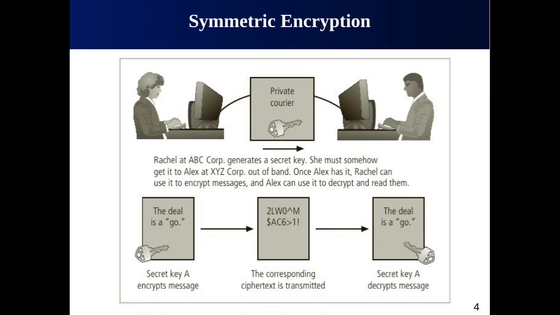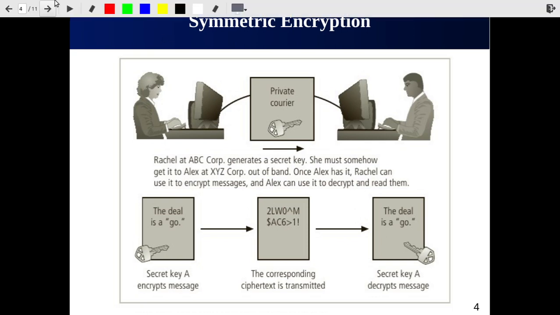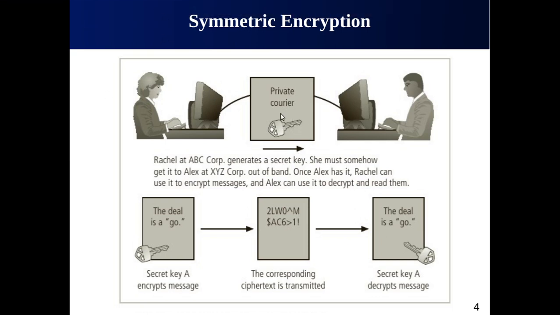Let's suppose Rachel is working at ABC company and generates a secret key. She must somehow get it to Alex, who is the intended receiver, and he is working at XYZ company. Once Alex has the key, then Rachel can use it to encrypt messages, and then Alex can use it to decrypt the messages. They need to access this key in order to encrypt and decrypt messages.